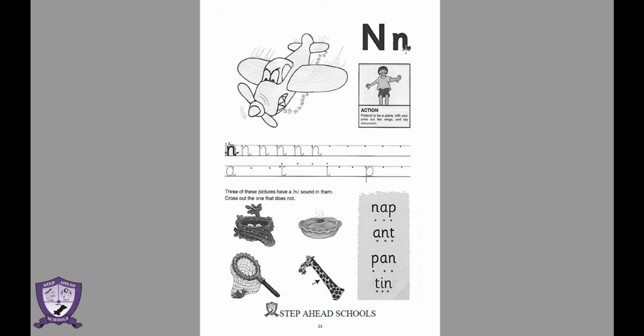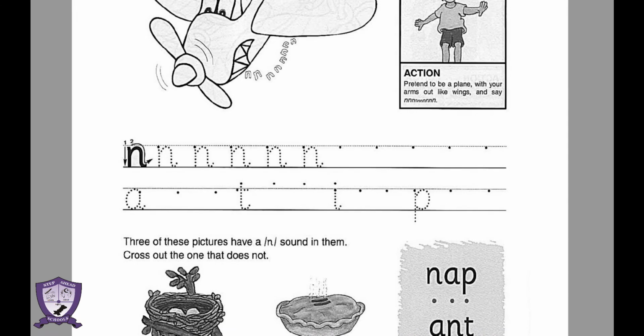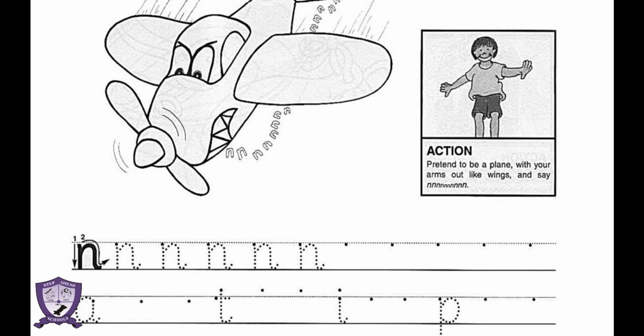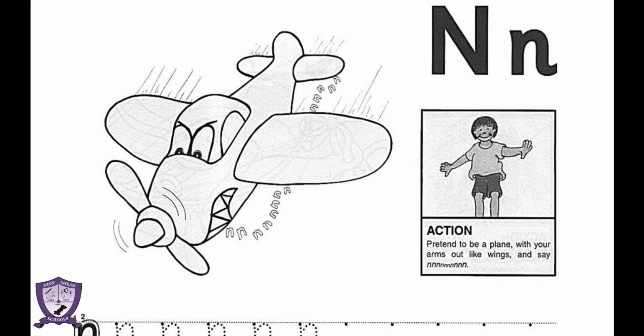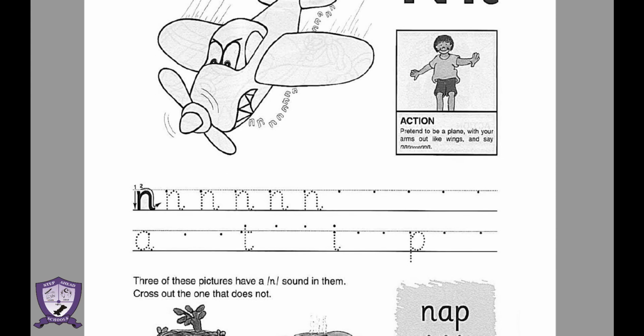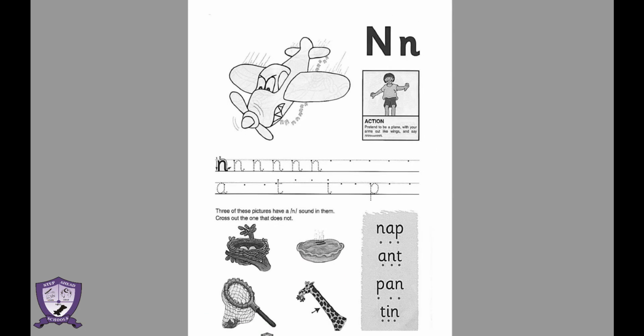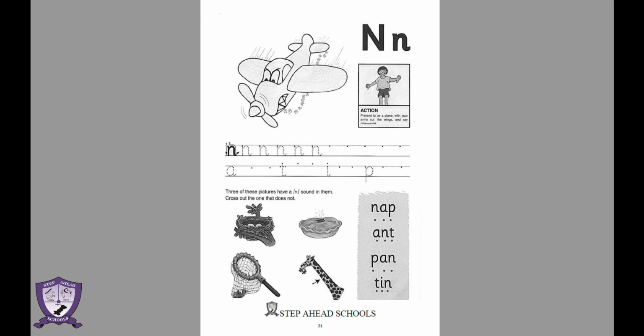and the sound is like a plane flying. What is the action? Do the action one more time. If you haven't learned so far, do the action one more time. Pretend to be a plane. Think that you have become a plane, with your arms out like wings, and say it like this boy is doing in the picture. I'll share a video as well to learn the action and sound of N more properly, beta. Okay?